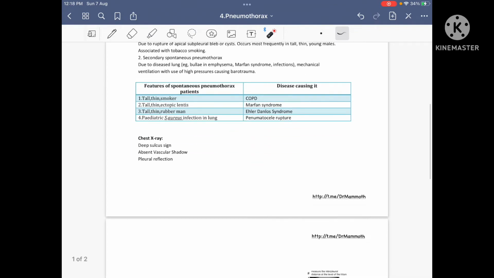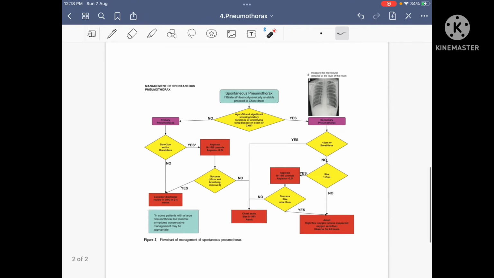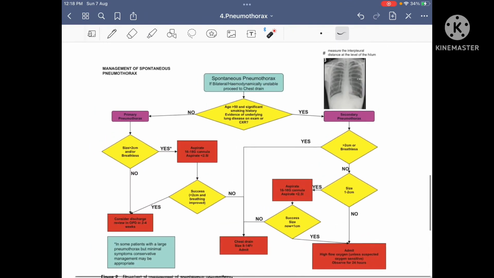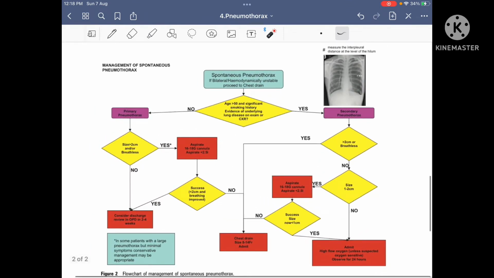Now coming to the treatment part, it is very important. Pay attention. So spontaneous pneumothorax, first of all, if bilateral or hemodynamically unstable, that means tension pneumothorax, proceed to chest drain immediately. If not, then see the age of the patient and history of smoking or evidence of underlying lung disease on exam or chest X-ray. That means secondary causes. Go to the right side, or else left side. No underlying lung disease means primary pneumothorax.